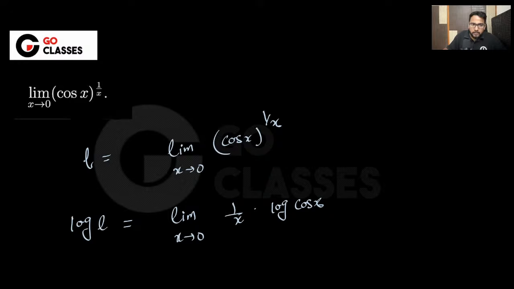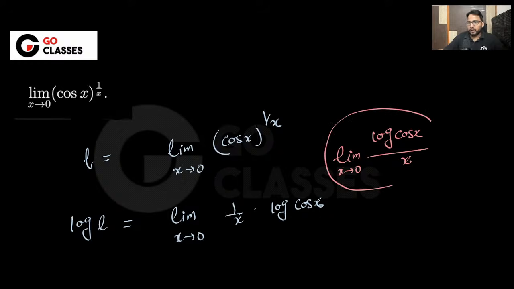Now you can solve this. So this is basically the limit of log of cos x upon x, as x tends to 0. Now this is 0 by 0 form. I think you can apply L'Hopital's rule here. So 0 by 0, how you can apply L'Hopital's rule? 1 upon cos x into minus sin x, right? And then this will be 1.